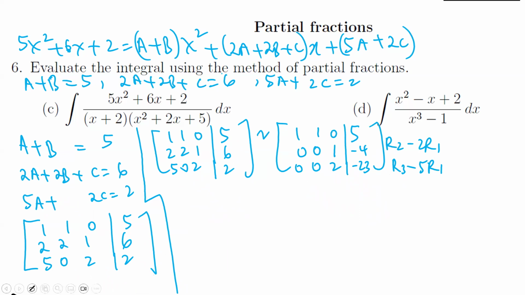Okay, yeah, the mistake is here. Because you multiply row 1 by negative 5, you add to this, you get a 0. Multiply by negative 5, you add to this, you get a negative 5 here. Multiply by negative 5, and you add here, you get a 2. Multiply by negative 5.